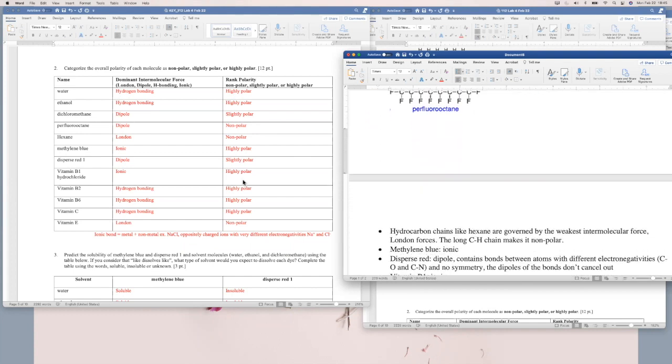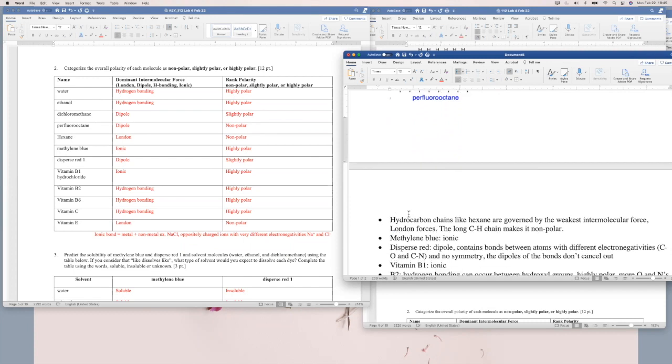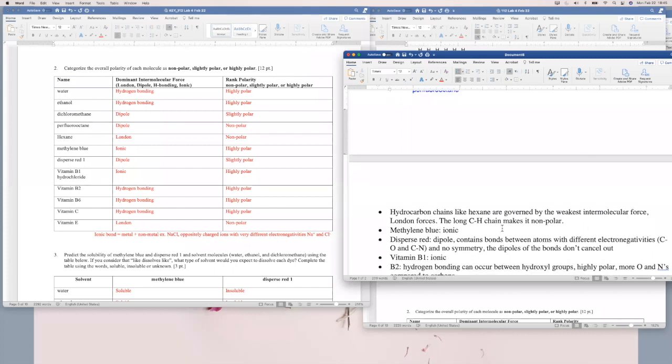Okay. Next, we have hexane. So hydrocarbon chains like hexane or pentane, those alkanes that you've been going over in lecture, they're all governed by the weakest intermolecular force there is, which is this London force here. It's basically like a temporary hold that's placed on the molecule. So hydrocarbon chains are governed by that really weak force.